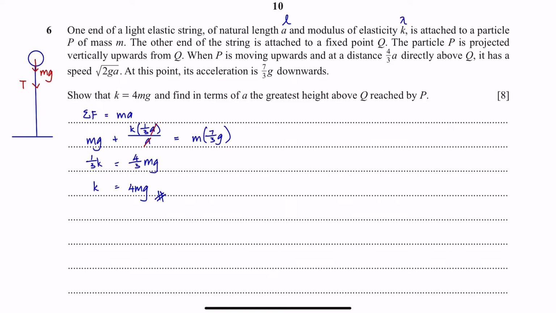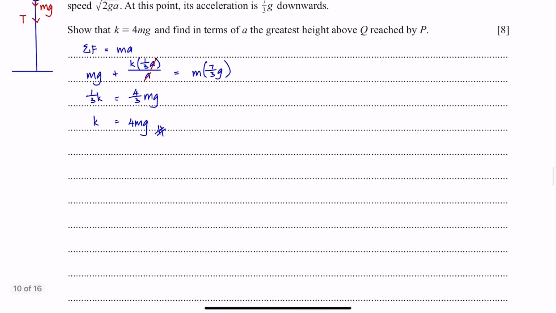Second part, we need to find the greatest height. So to find the greatest height, we can actually use the principle of conservation of energy. But first, we would need to find the initial speed. So when it is projected vertically upwards, what is the initial speed? So we can actually use back the same situation where when it is 4 over 3a directly above Q, it has a speed root 2ga. We can use these two pieces of info to find our initial speed.